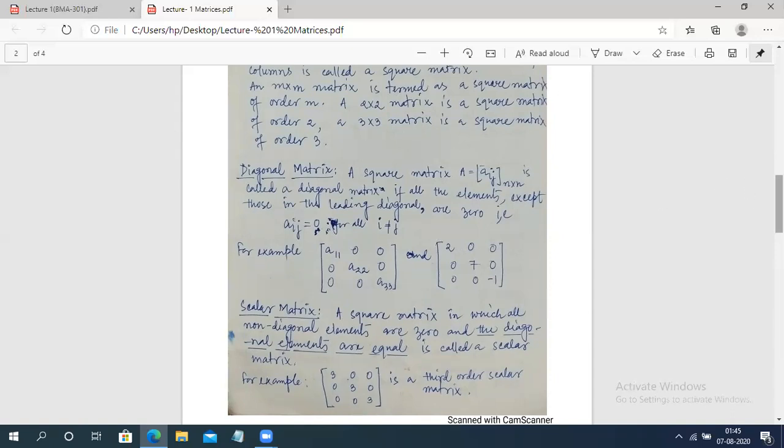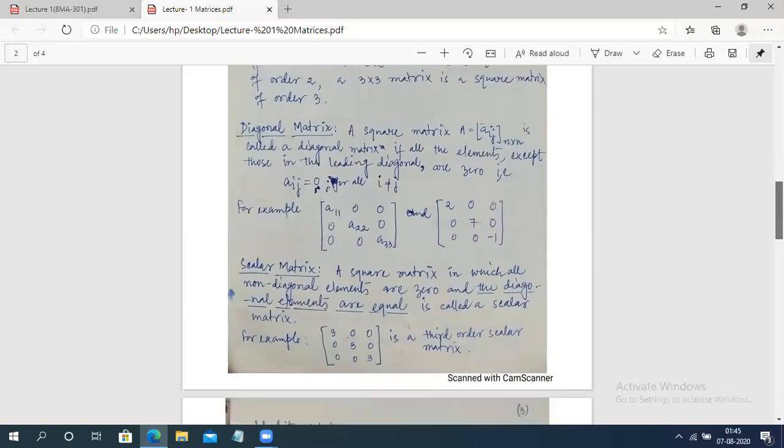Now what is a scalar matrix? A square matrix in which all non-diagonal elements are 0 and the diagonal elements are equal.